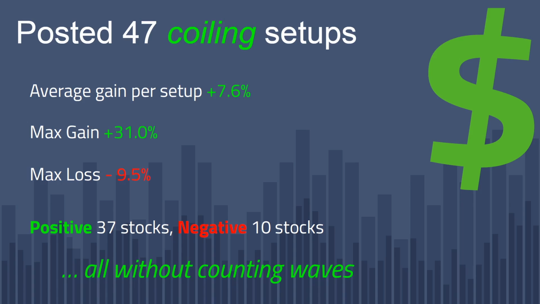Before I start talking about the setups, I'll give you a small teaser. I posted 47 Coiling Setups starting 20th of June until August 1st. Average gain per setup was more than 7%. Max gain exceeded 30% and maximum loss was 9.5%. I find those results exceptional because out of 47 Coiling Setups, 37 of them delivered great gain and only 10 of them were negative. Again, all without counting waves.